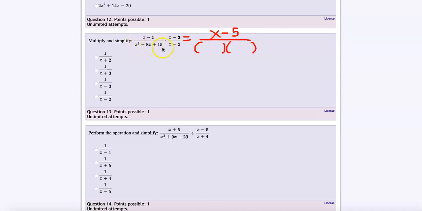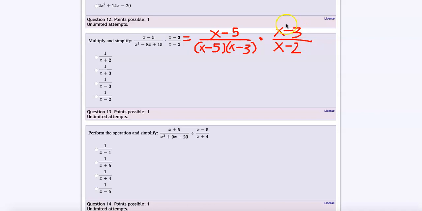minus 8x plus 15. We want two factors of 15 that add up to 8, and that would be 3 and 5. And since they have to add up to a negative 8, both the 3x and the 5x have to be negative. So we have a negative 5x for the inner product and a negative 3x for the outer product. For the second fraction, we just copy as is. Of course, you don't have to show any work on the final. You can do this on scratch paper.